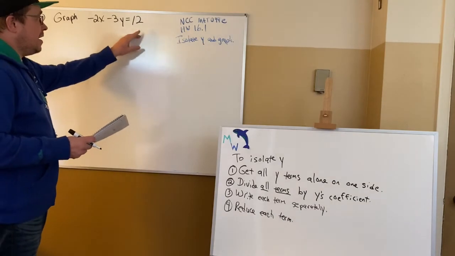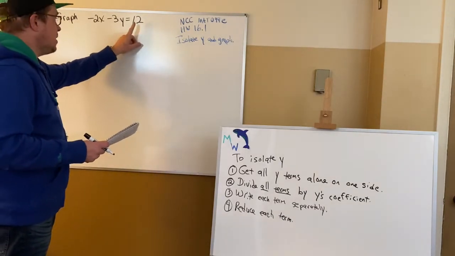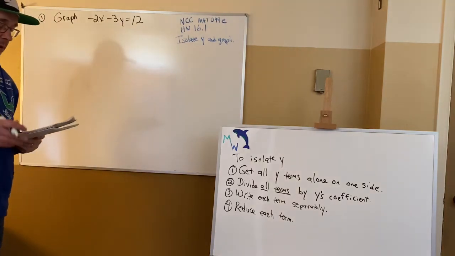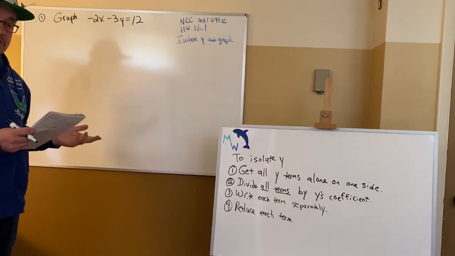We need to graph this line. I say, oh, look where that 12 is. Maybe I can do this with intercepts. 12 divided by 2 is 6. 12 divided by 3 is 4. So that is a possibility of what I could do. And maybe that is what you would do.